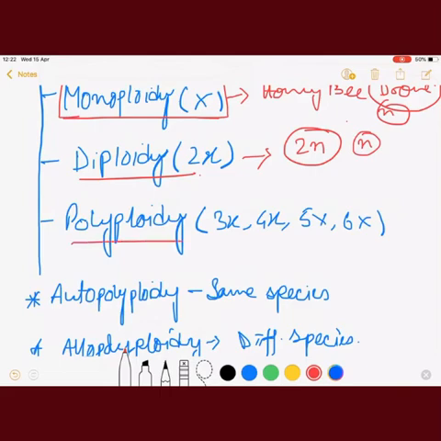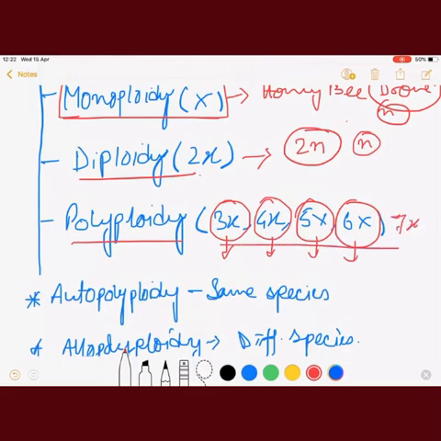Now, there is one more, polyploidy. If the chromosome number becomes thrice N, 4N, 5N, 6N, then this is called triploidy, tetraploidy, pentaploidy, hexaploidy, heptaploidy and so on. As a whole they are called polyploidy. This polyploidy is not seen in animals; it is generally seen in plants, and in plants polyploidy is induced, and if it is induced, then some characters of the plant can be changed, which can be beneficial for us.